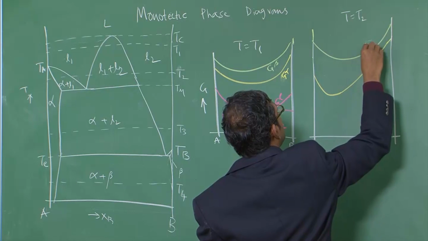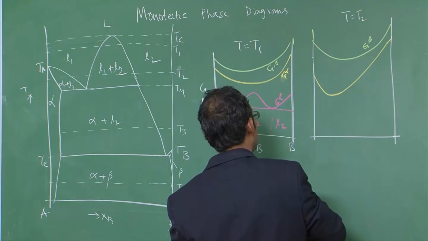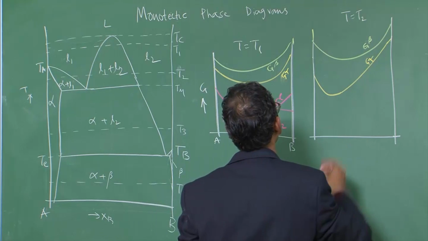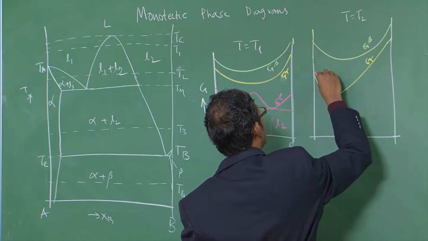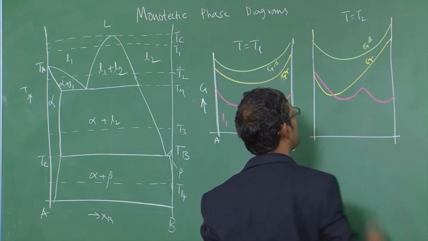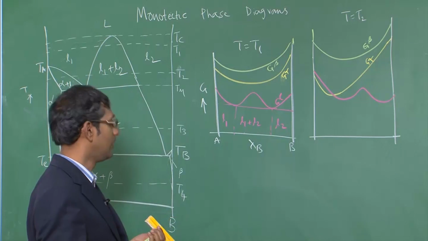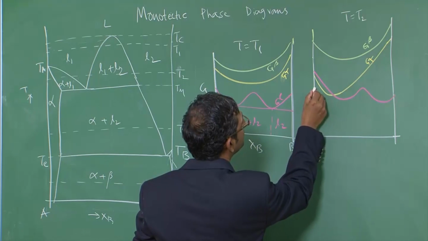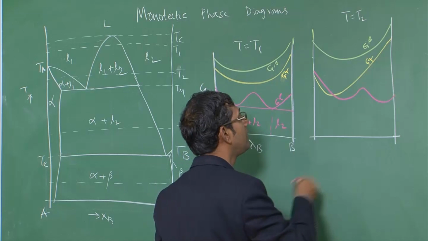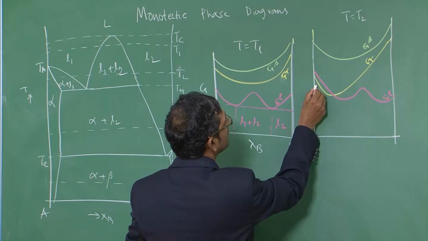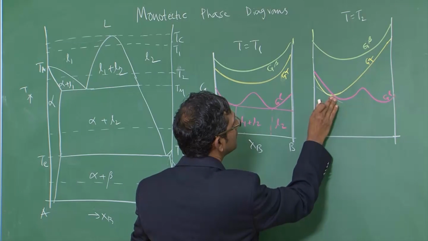This is G beta, G alpha, and the liquid curve will have a crossover, but it will remain similar in shape, retaining the hump. Now what I am going to do is draw a common tangent between this and this, for the liquid.